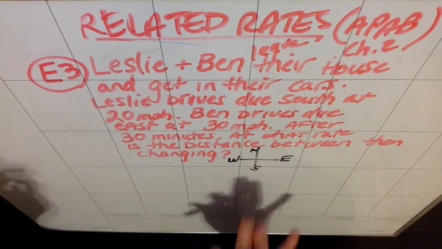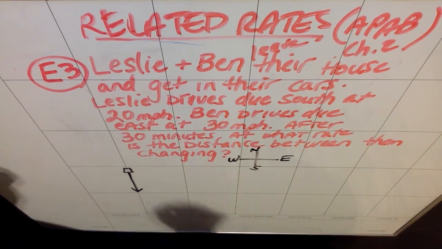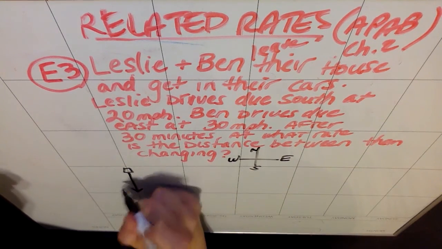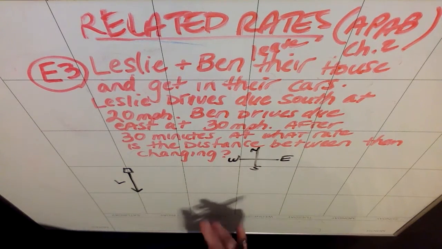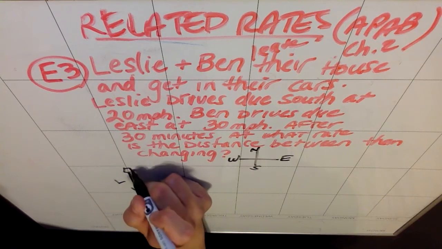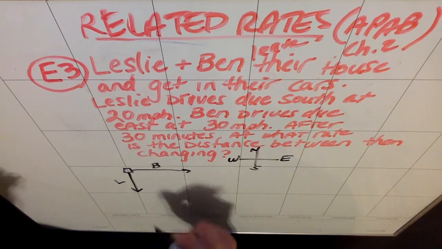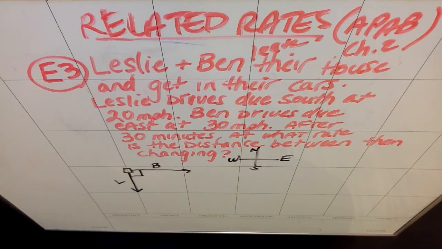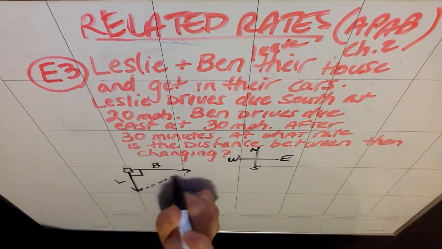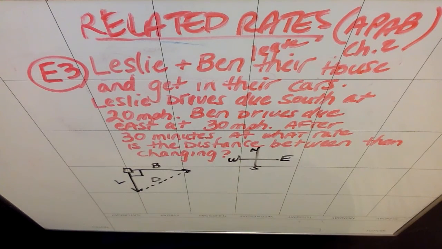So here's what we know, right? I have some house, and Leslie is going to leave and drive due south. So I'm going to call this side L for Leslie, and I'm going to call it a variable because it's changing. And Ben is going to drive due east. I'm going to call this B for Ben. I can assume safely that east and south make a 90-degree angle with each other, and I know that the distance between their two cars would be the hypotenuse of this right triangle, which I'm going to call D.